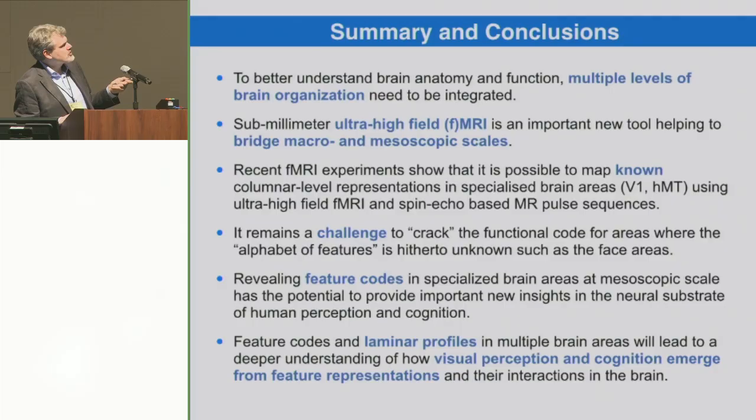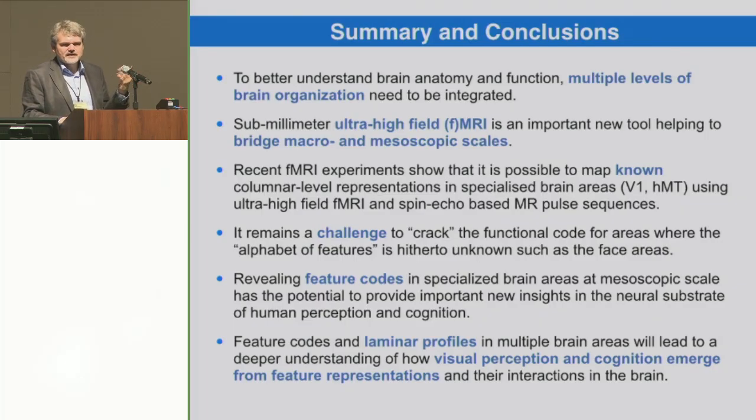Recent fMRI experiments show that it is possible to map known features, but it's difficult and challenging to go further now beyond V1 and V5 and to map the features in areas where we do not yet know what the features are. This is the real challenge which we and others want to tackle next. But to reveal feature codes in specialized areas at mesoscopic scale has the potential to also shed light on perception and cognition, like we have seen in the ambiguous plate experiments.